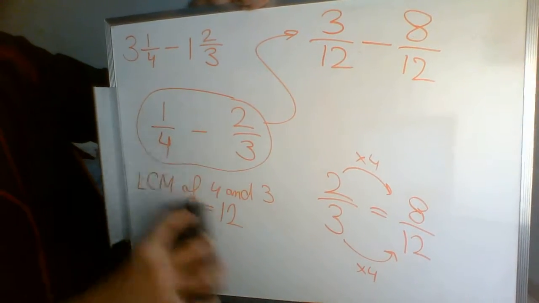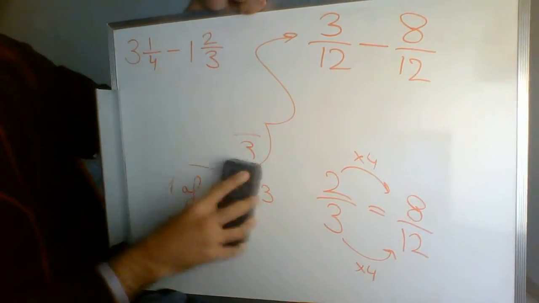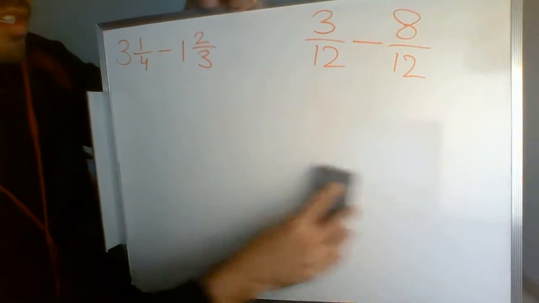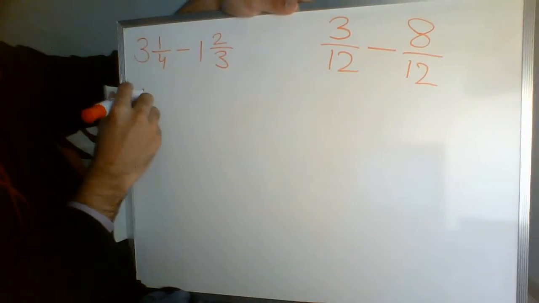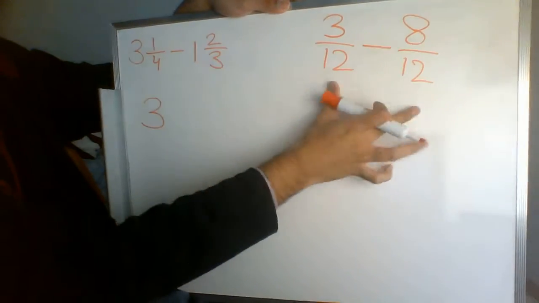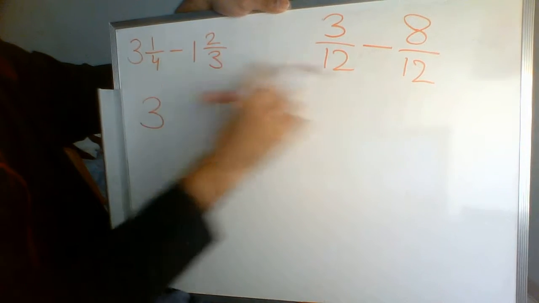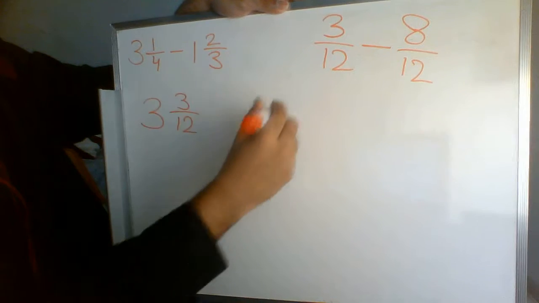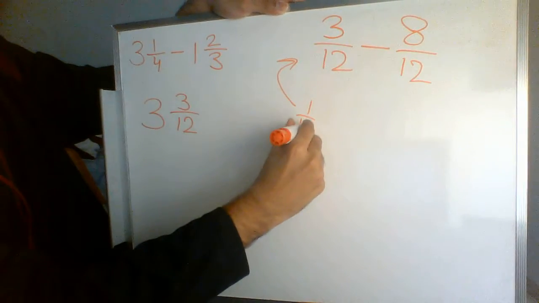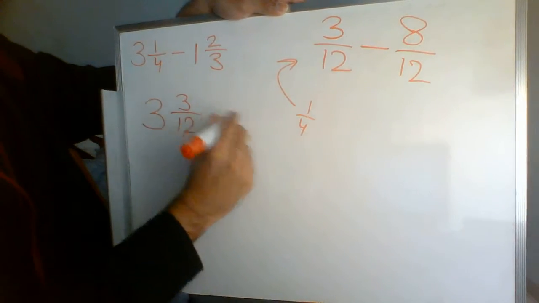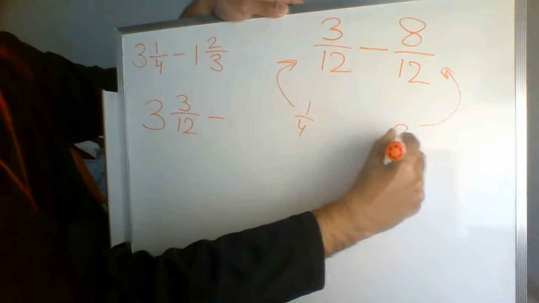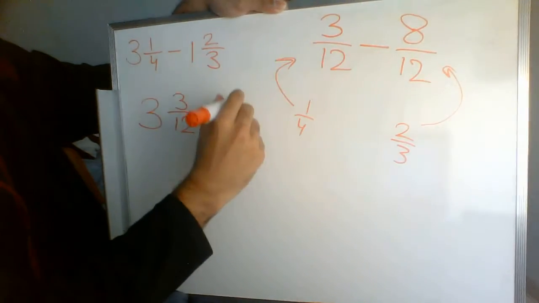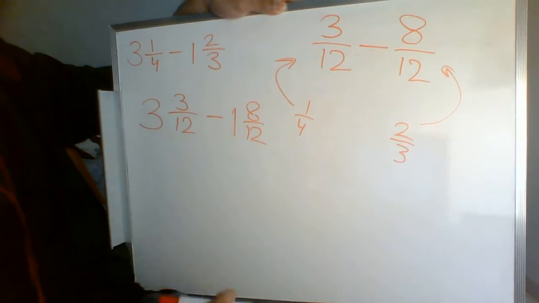So for now, let me get rid of all of this stuff in here, and I'm going to rewrite the mixed numbers that we started with, but replace the fractions with these new fractions with common denominators. So 3 and 1/4 is going to become 3 and 3/12, because this 3/12 used to be 1/4, and that 8/12 used to be the 2/3 that we have over here. So it'll be 3 and 3/12 minus 1 and 8/12.